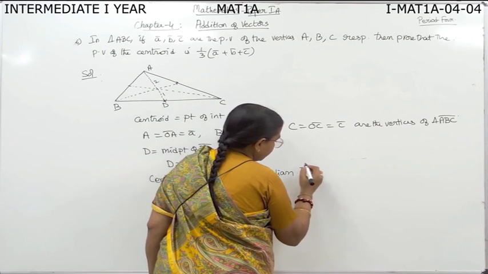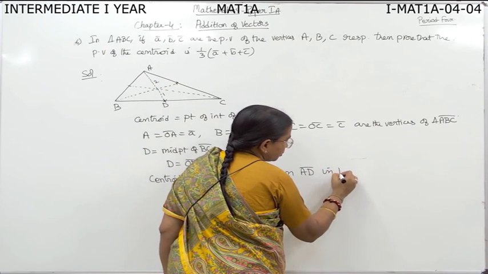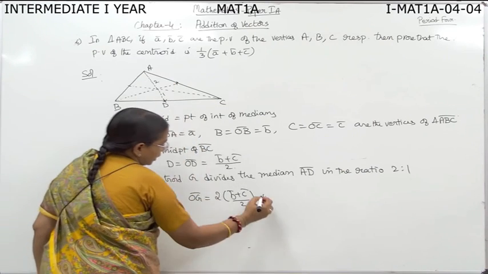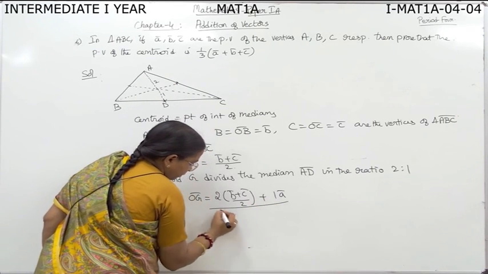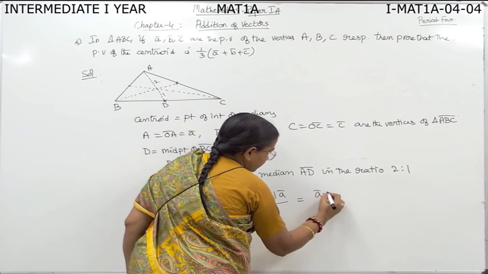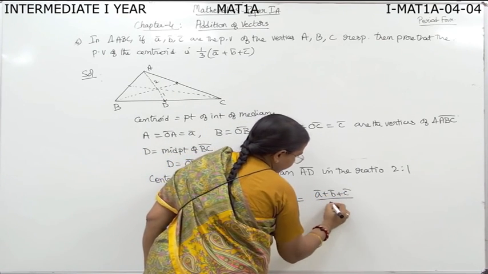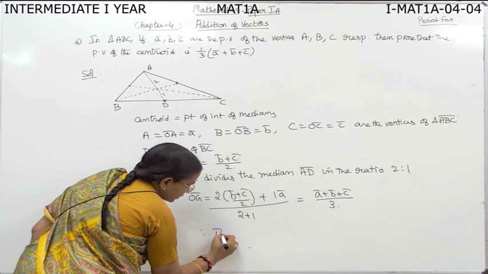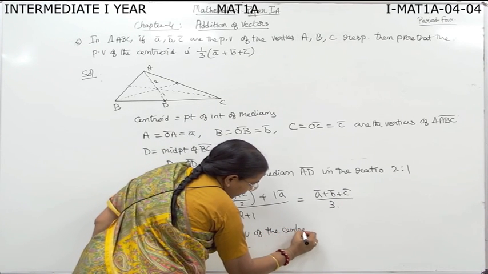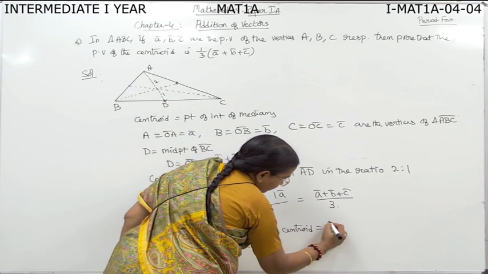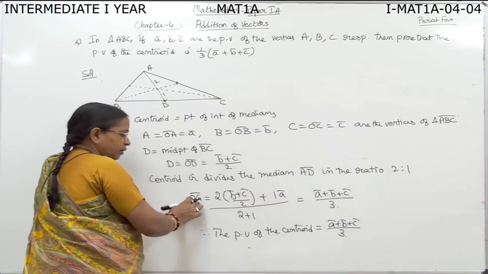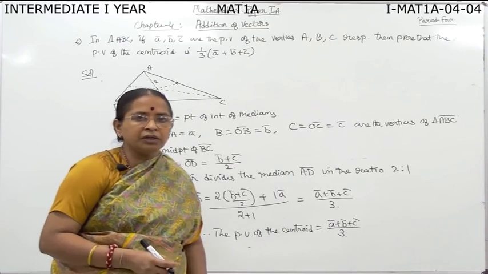Any median you can take. So we'll take the median AD, and G divides it in the ratio 2:1, giving 1 into A plus 2 into the midpoint, divided by 2 plus 1, that is 3. So it is equal to A plus B plus C by 3. Therefore the position vector of the centroid is A plus B plus C by 3. The position vector of the centroid is nothing but OG. We'll continue in the next period.